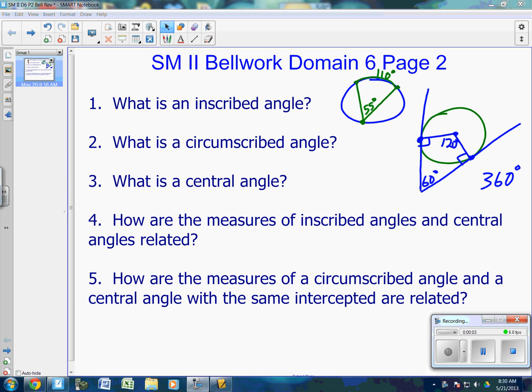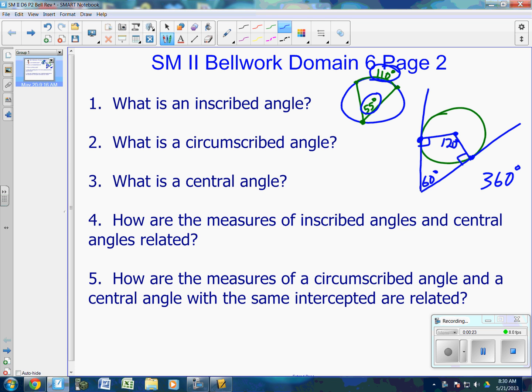Okay, so anyway, an inscribed angle has its vertex on the circle. The intercepted arc is twice as much as an inscribed angle, so 110 and 55.